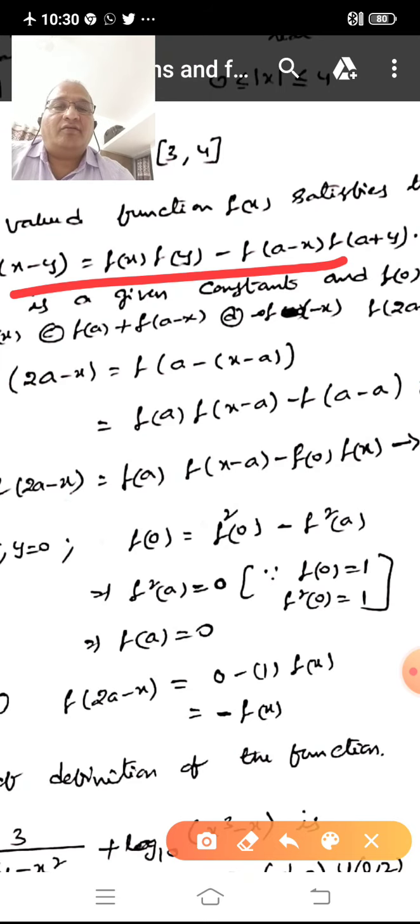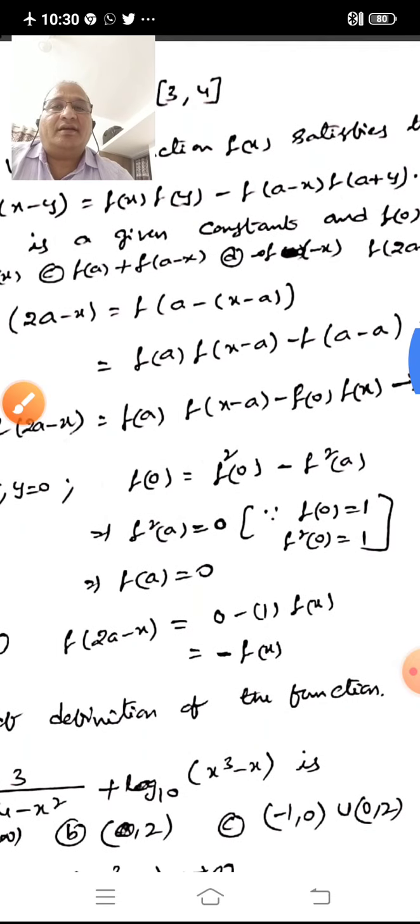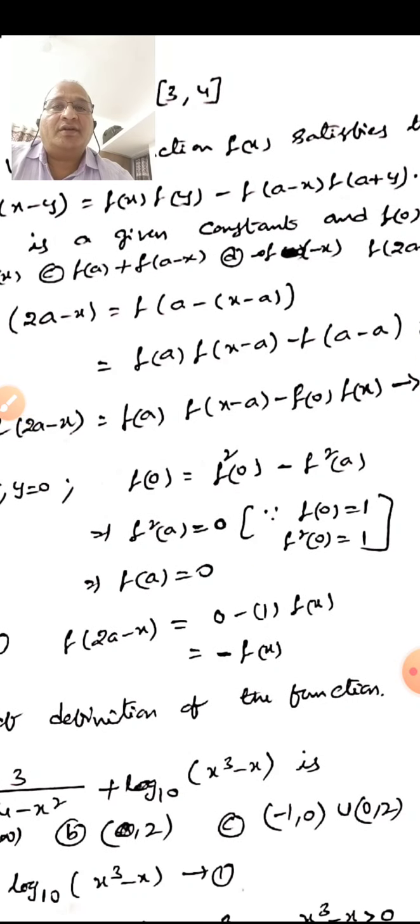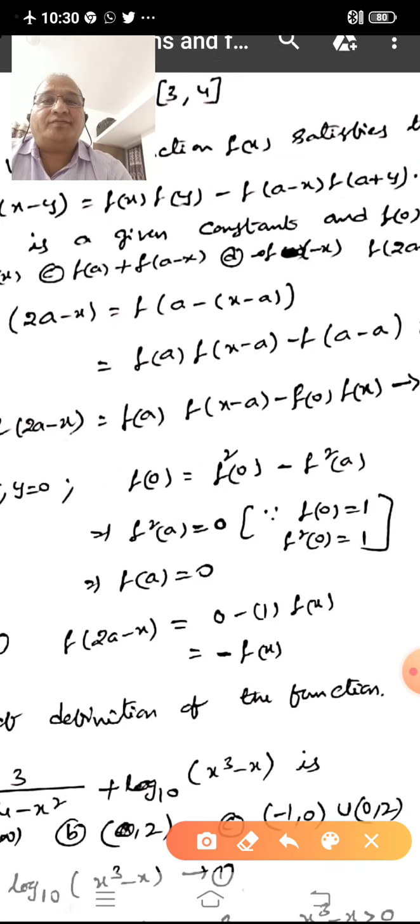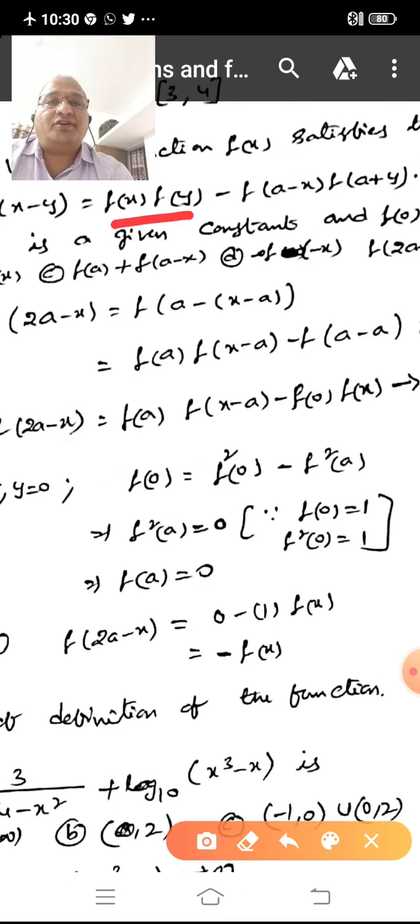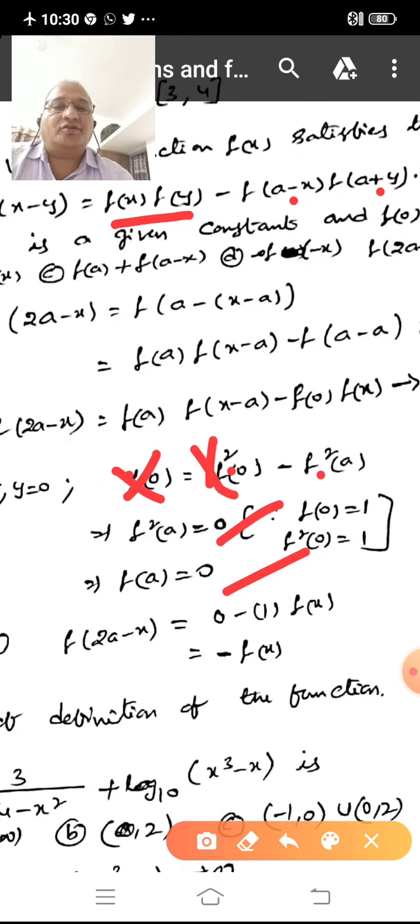So then what will happen, you will get f of 0 minus 0, f of 0 and f of 0 into f of 0. Here f of 0 into f of 0 whole square, f of a, f of a, f of a, f square a. Now because f of 0 is 1, this is 1 and this is also 1, both get cancelled, these two will get cancelled. Now f square a will become 0, f of a is equal to 0.